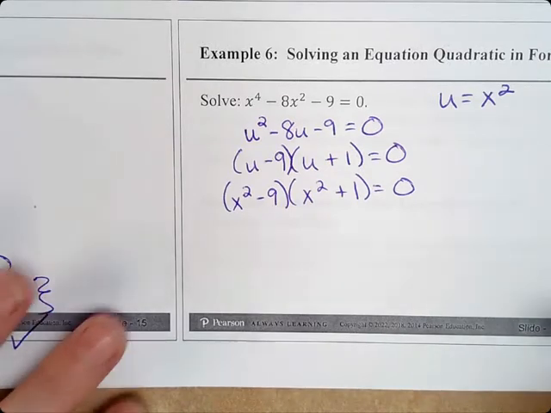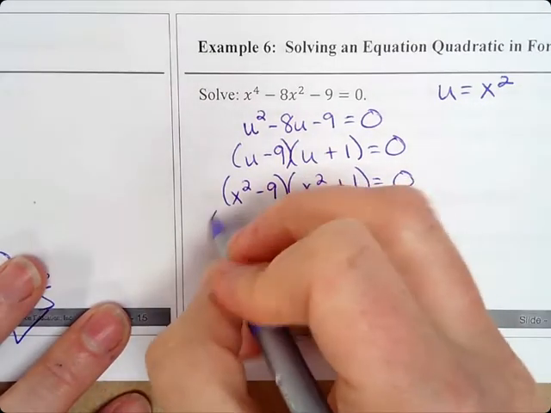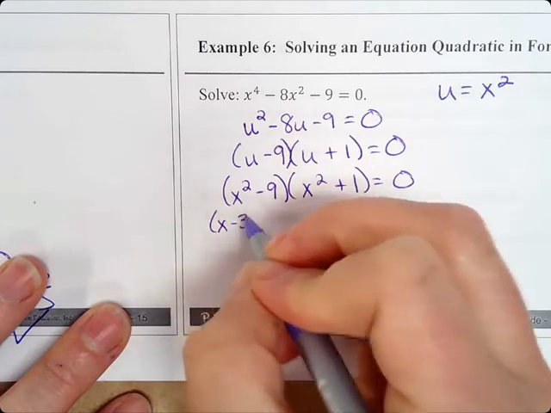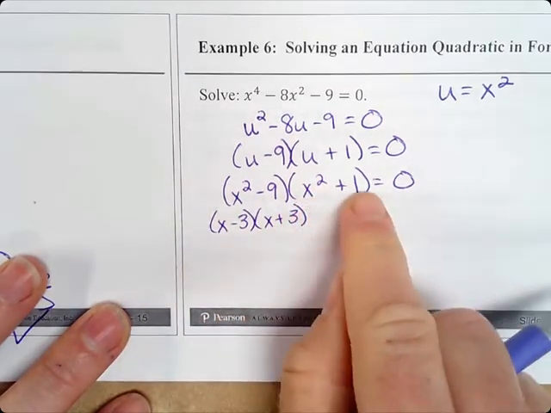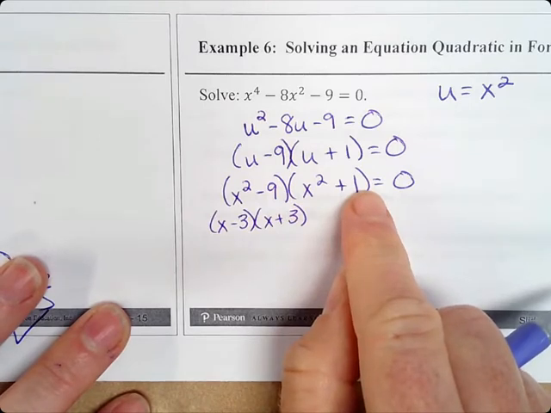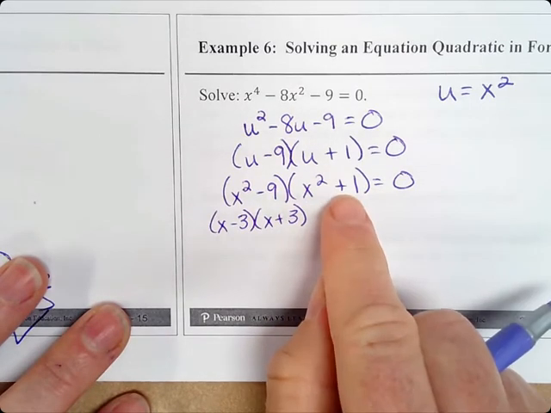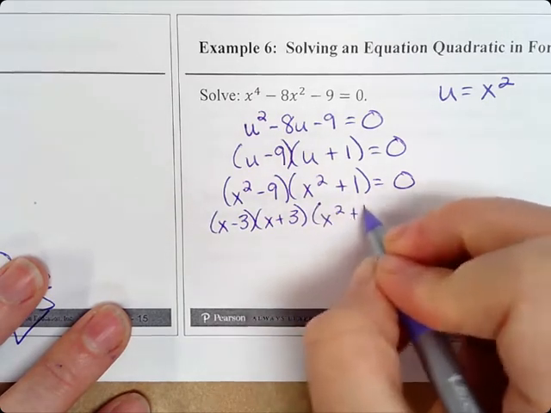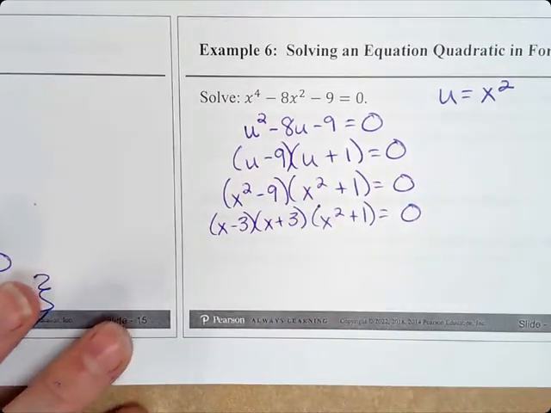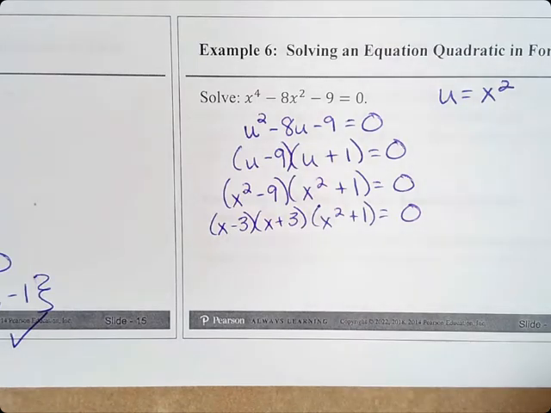And now we can factor. So this is difference of squares. So x minus 3, x plus 3. This one is not a perfect square. I mean, they're perfect squares, but we have plus 1 instead of minus 1. So we can't do that one. So we can't even factor it. So we'll leave it just like it is.